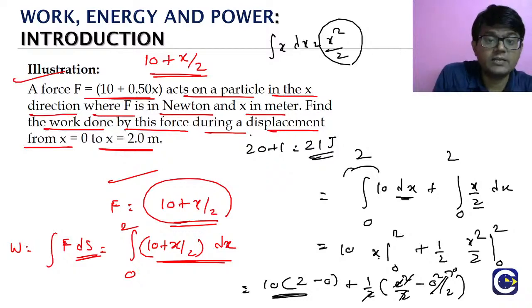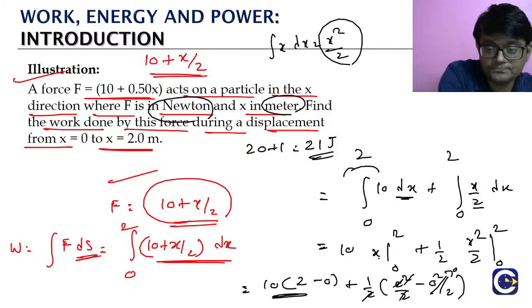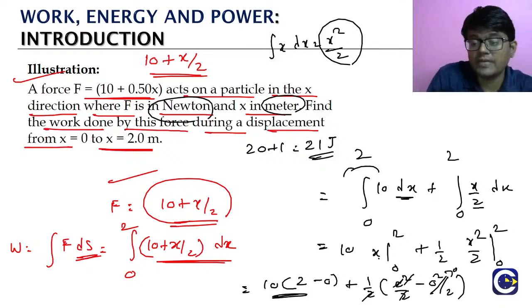So if you consider that F is given in Newton and X is in meter, the work will be coming in terms of Joule. So 20 plus 1 will be 21.